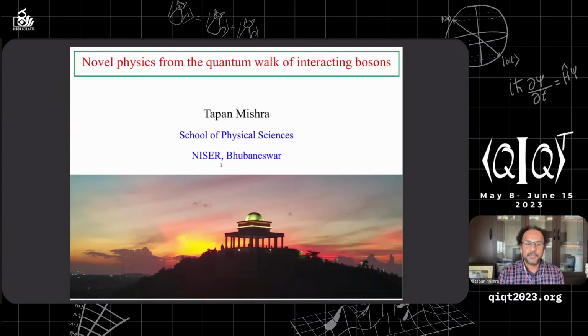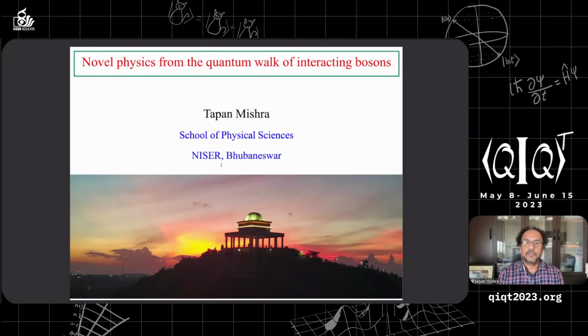Okay, so today I'll be talking about something related to quantum walk of interacting bosons, and I'll show you in various contexts how novel physics can emerge from quantum walk. First of all, this is a conference on quantum information and quantum technology. The term quantum walk is very well related to quantum technologies, because people have realized that quantum walk can be used in various contexts of quantum technologies and quantum communication, quantum search algorithms, quantum computing, and so on. But in this talk, I'll be talking mostly on the applications of quantum walk to study fundamental physics.